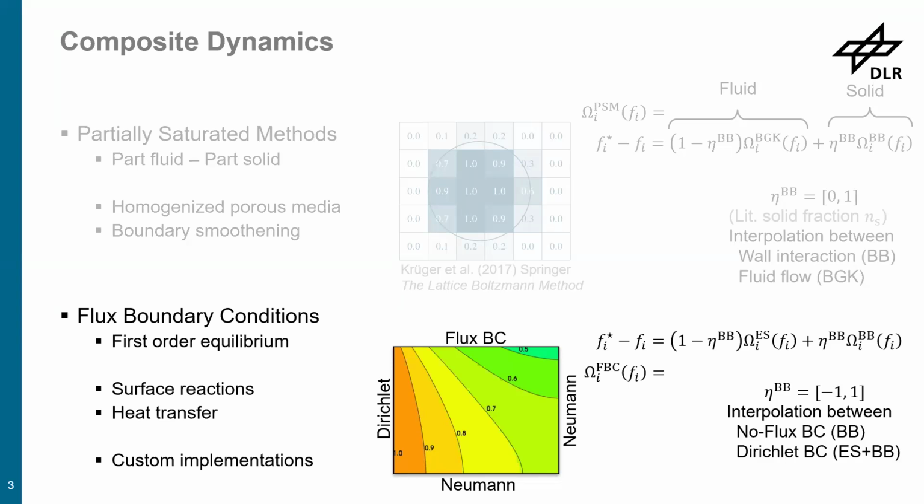Noteworthy is that the interpolation factor this time around goes from -1 to 1. So it actually goes from a no flux boundary condition with the bounce back to a Dirichlet kind of boundary condition with the equilibrium scheme and the bounce back together.